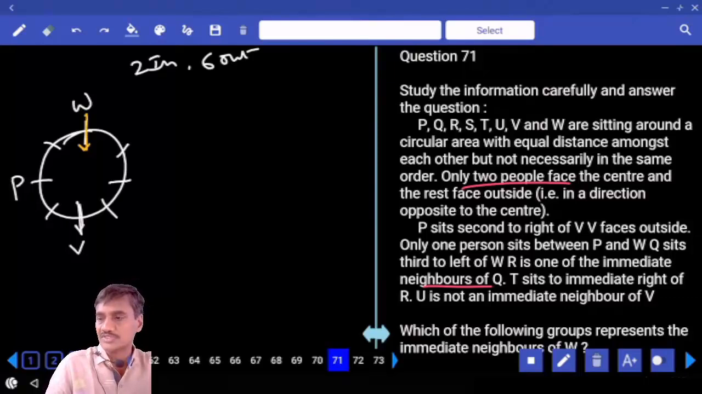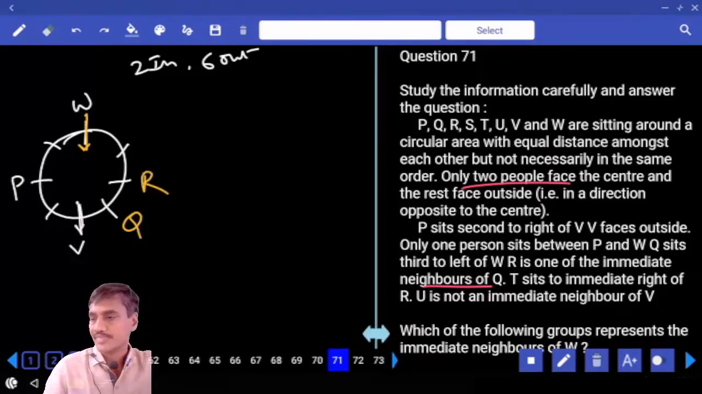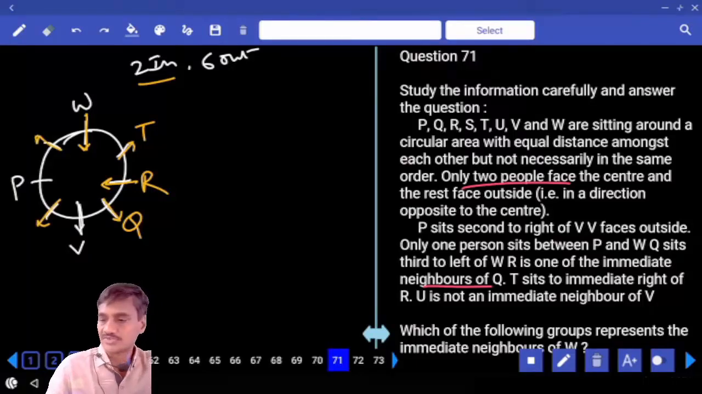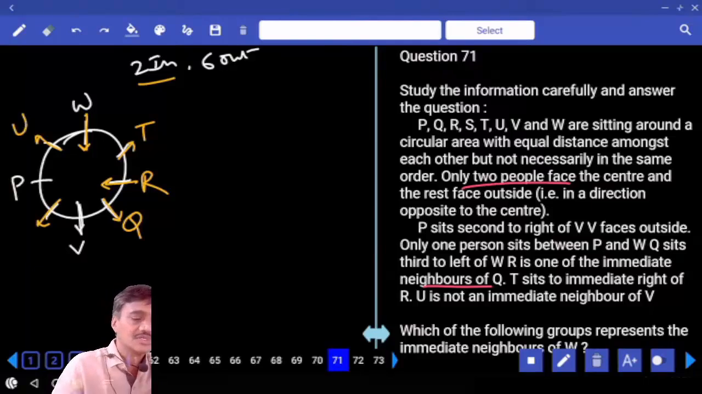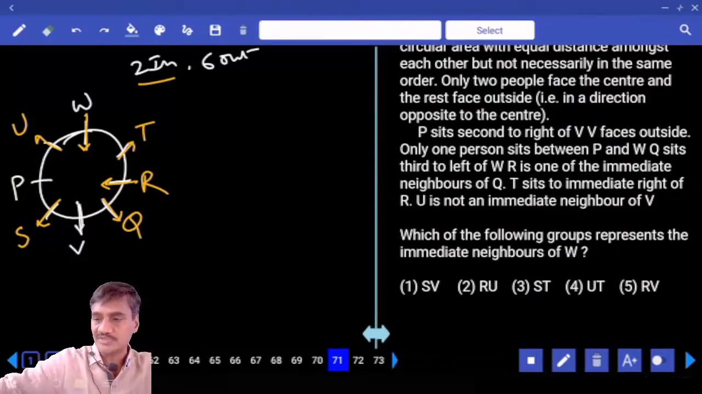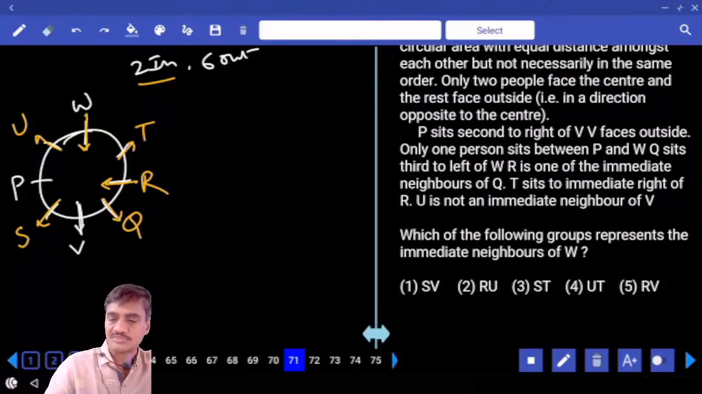Now if W is facing towards the center, Q sits out to the left of W. Q is here. And R is one of the immediate neighbors of Q. R is here. And T sits to the immediate right of R. T is here. Immediate right hand side means T must be facing towards the center. Now, how many persons are inward? 2 persons, and all the remaining persons are away from the center. And next one, U is not an immediate neighbor of V. U is here. Now, if U is here, S is the person left. Then coming to question number 71, which of the following groups represent the immediate neighbors of W? Immediate neighbors of W: T and U, choice 4, question number 71.